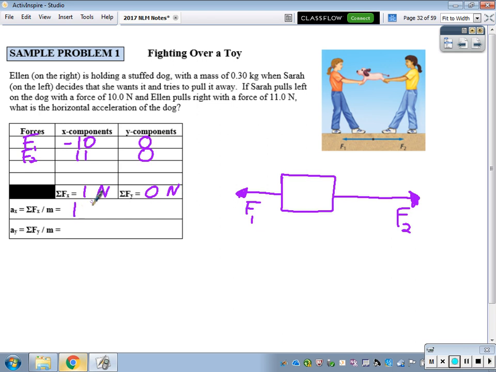Well, that is going to be 1 Newton, which we just found, divided by the mass. And a friendly reminder, mass has to be measured in what? Kilograms. Is it already given in kilograms here? Yeah, pretty easy to do. Okay, so then we just leave it as 0.30. Plug and chug, figure out what our acceleration along our x-axis is going to be.